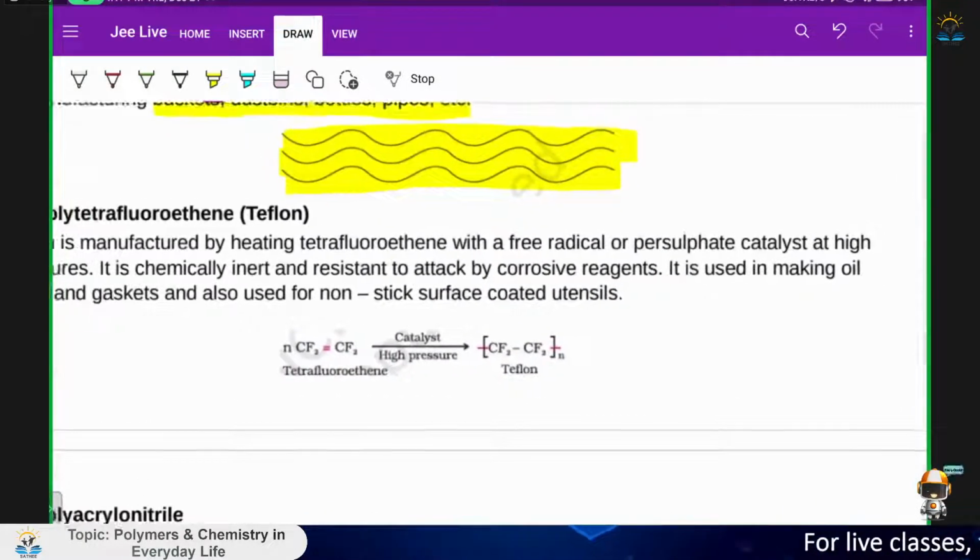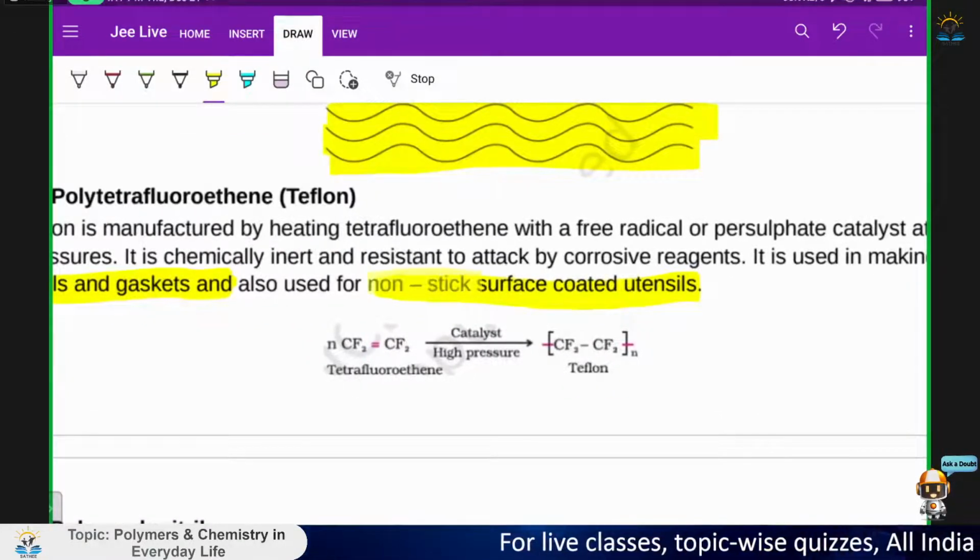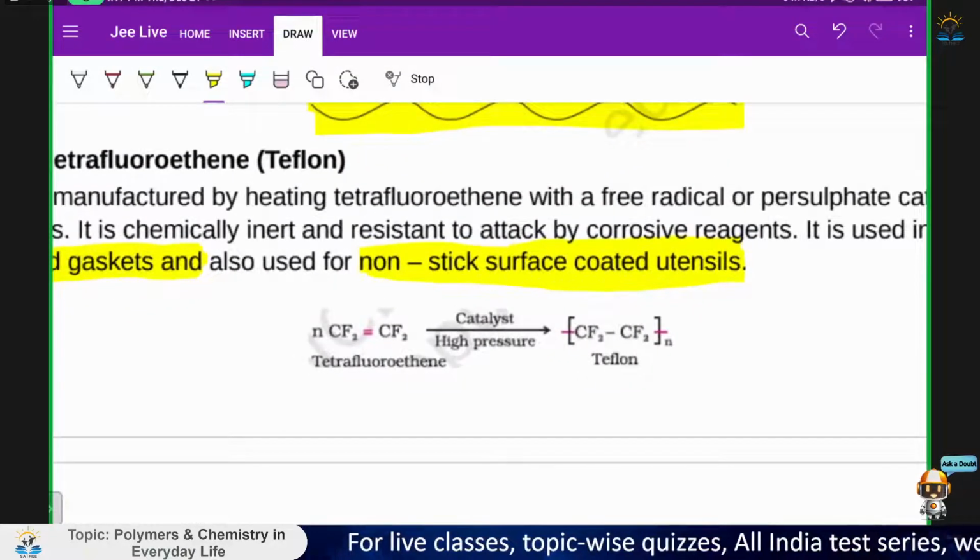So the uses are important. It is used in making oil seals, gaskets, and also for non-stick surface utensils. That is what it is mainly known for: non-stick pans. They are coated with Teflon. So the reaction is given here.